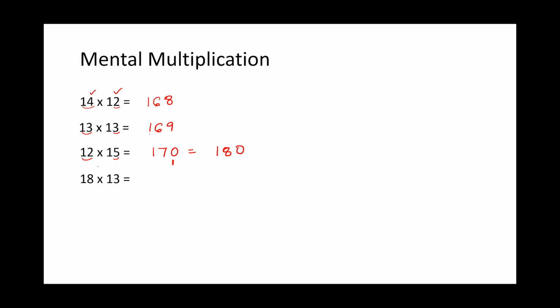Let's try one more. 18 into 13. Now 18 plus 3 is 21. 3 eights are 24. You write 4 and 2 is carry forward. Hence, you get the answer as 234.